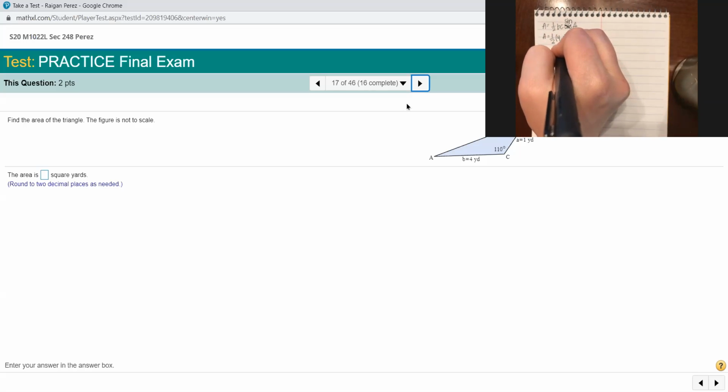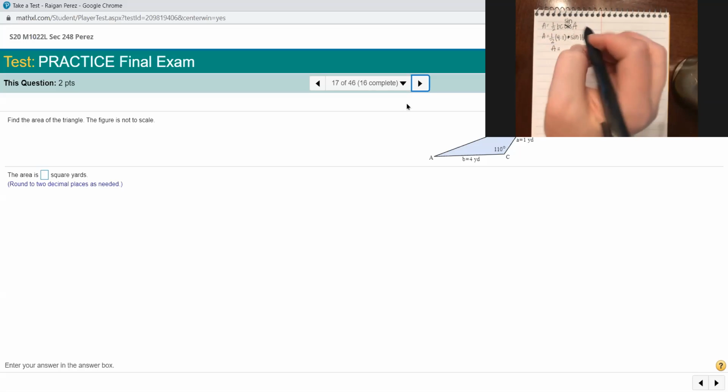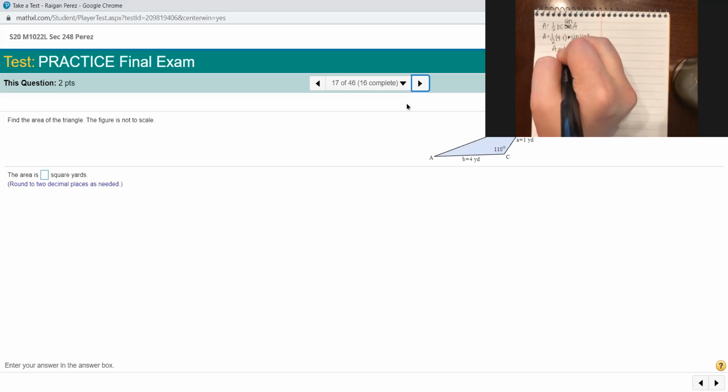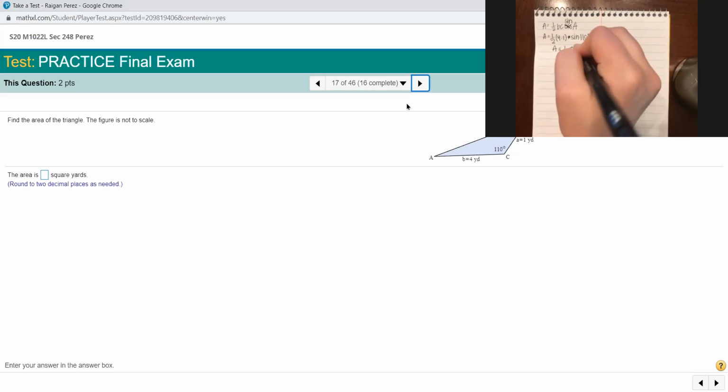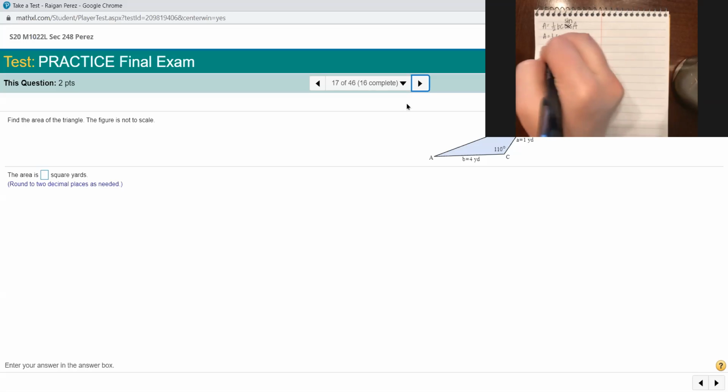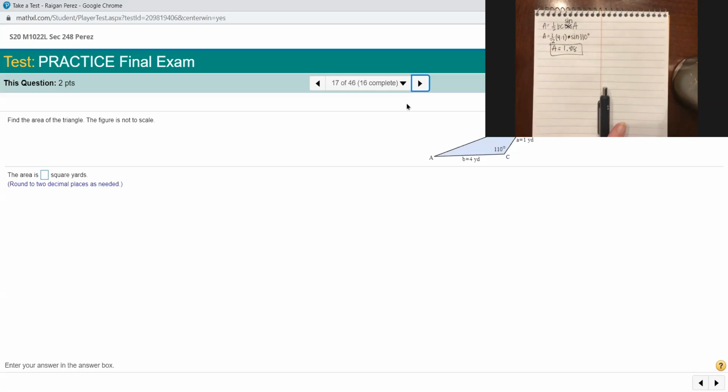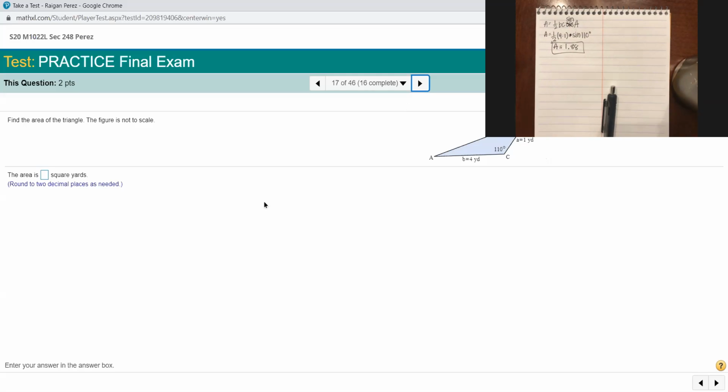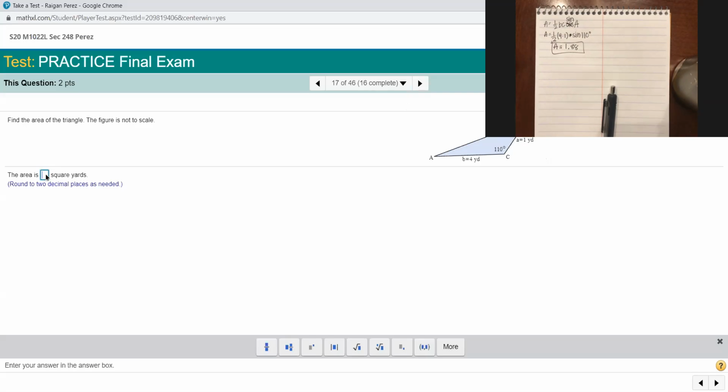It's not very big, but it makes sense because only one side is 1. Round to how many decimal places? 2 decimal places, 1.8 square yards. That's small. And the reason it's so small is because this is only 1 yard right here. And it's half of that, so 1.8 square yards.